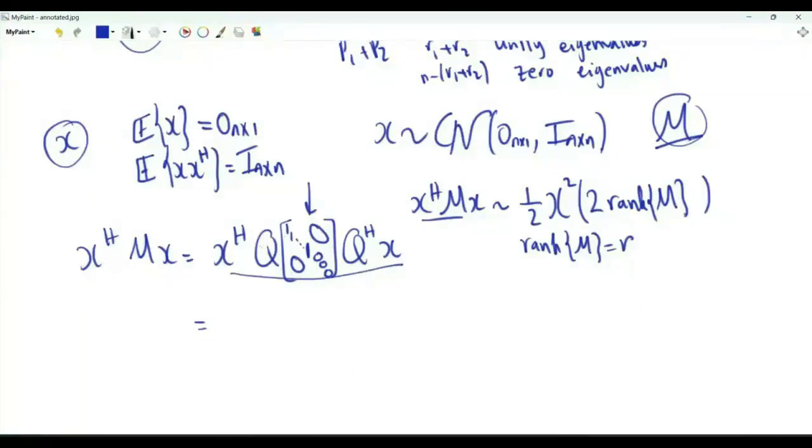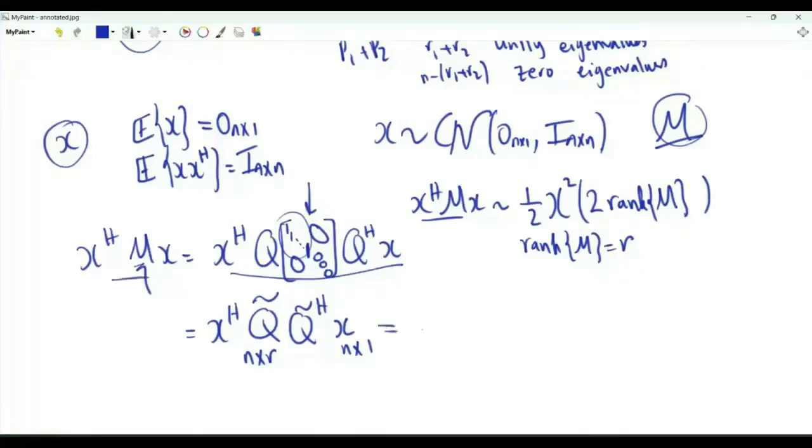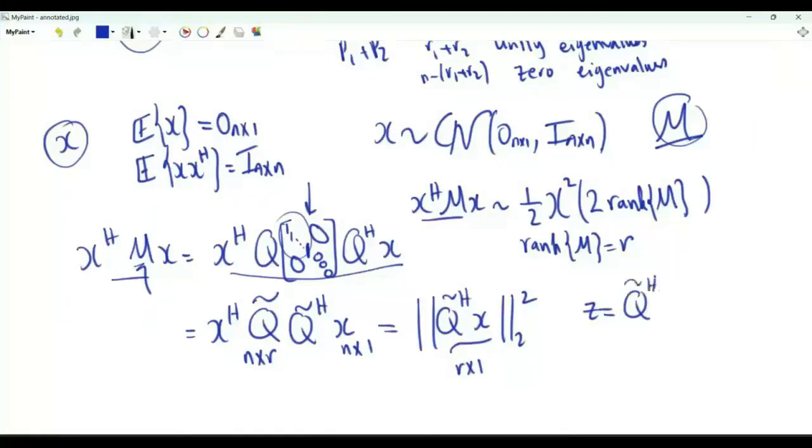Rewrite this quadratic form, keeping the columns in matrix Q that are associated with the unity eigenvalues. So we have here x Hermitian, Q tilde, the R leftmost columns in Q, times Q tilde Hermitian times x. x is of size n by 1. Q tilde is of size n by R, where R is the rank of the orthogonal projection matrix M. The quadratic form is equal to the L2 norm squared of the vector Q tilde Hermitian x. This is an R-dimensional vector. Let's call it z. z is an affine transformation of x.